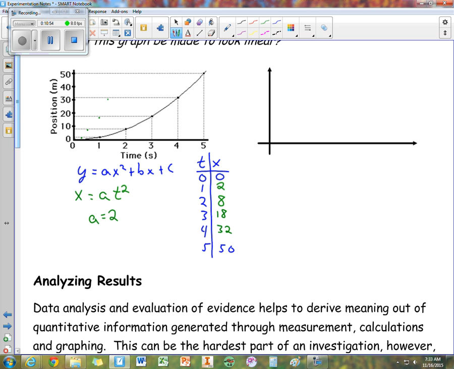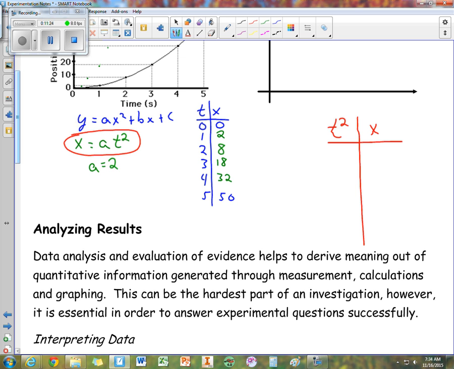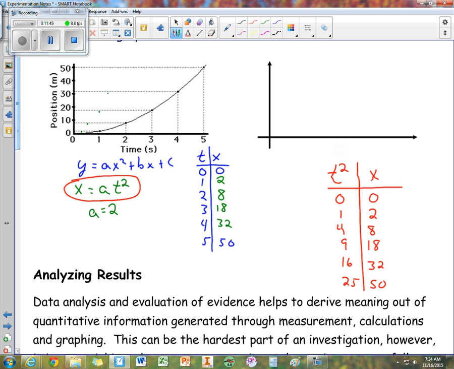Okay, now what we want to be able to do is turn this into a linear relationship. And that's going to be pretty easy. Basically, you want to obey what this equation is telling you. We want to make a new chart for t squareds versus x's. When we do that, the x's will stay the same. Now we want to go through and square all of our t's. And then we plot our positions versus our t squareds.